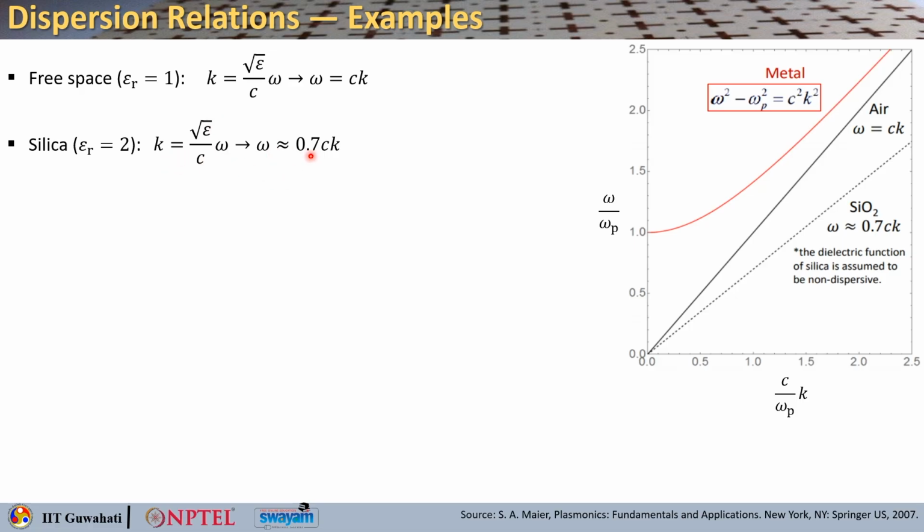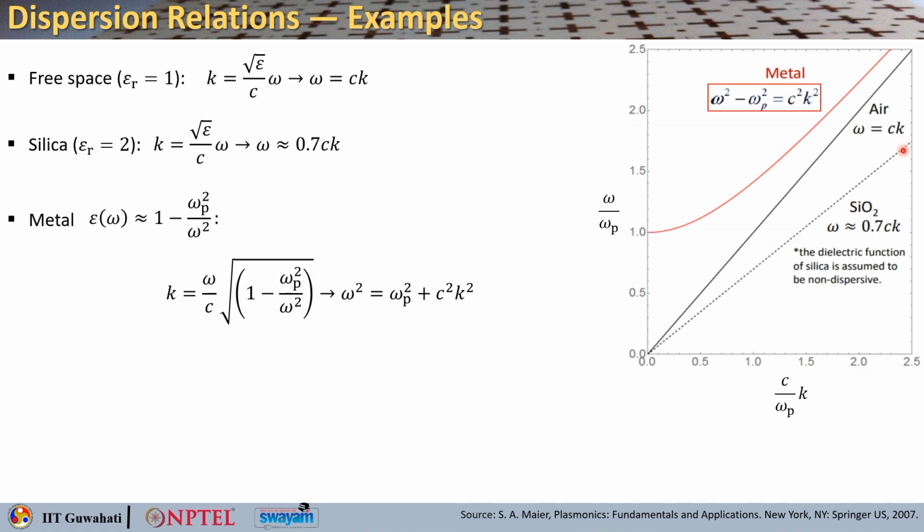So, that means omega will be 0.7 c k. So, this is how the slope of the curve reduces. Okay. So, here you assume the silica to be non-dispersive and it has got a refractive index that is the same throughout all the frequencies. Okay.